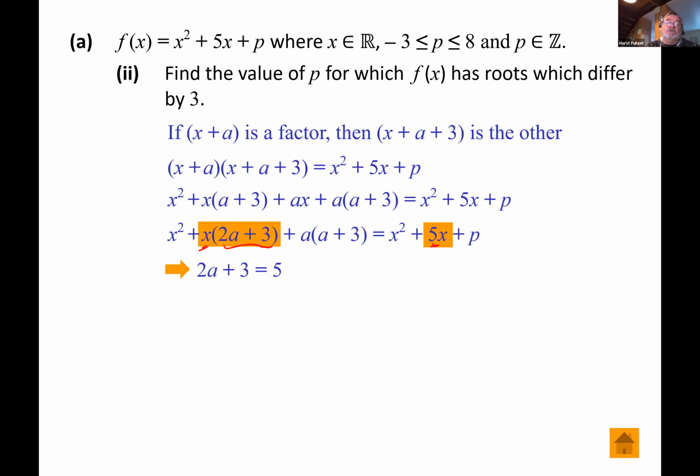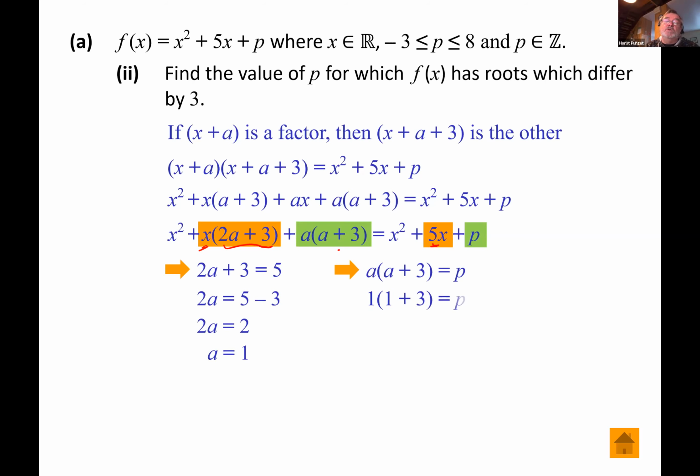So 2a plus 3 has to equal 5, and we also know that a(a plus 3) has to equal p. If we take the first one, 2a is equal to 5 minus 3. If we subtract 3 from both sides, it gives us 2a is 2, which gives us a is 1. If we do the other part, the constant, a(a plus 3) has to equal p. If we substitute in a, it gives us 1 times 4, which means that p is equal to 4.